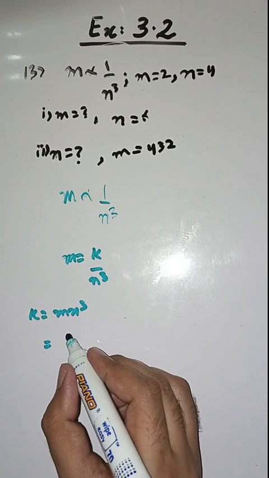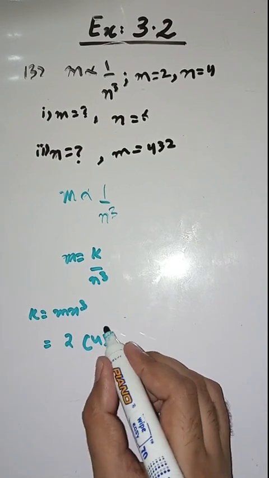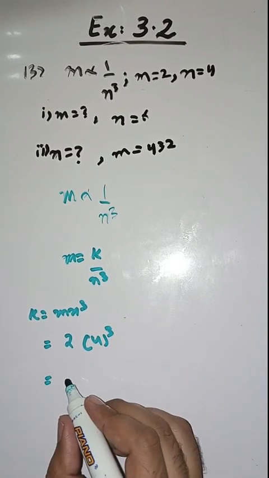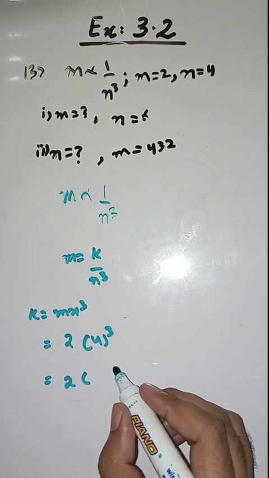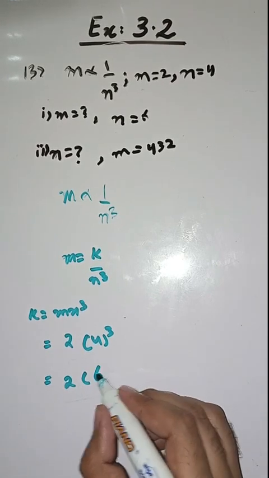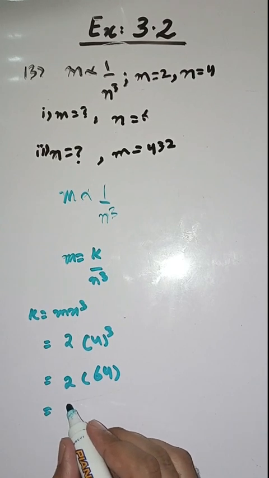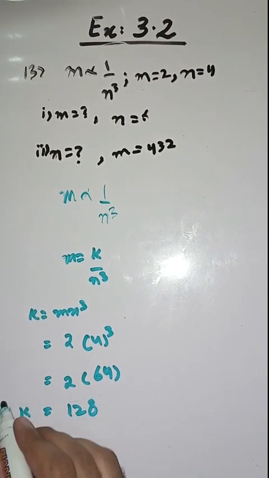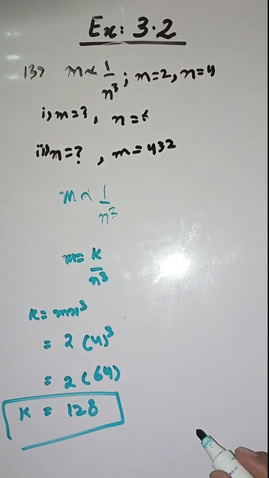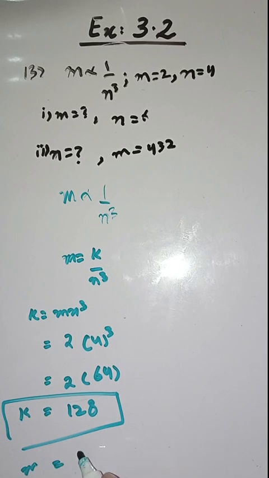So m is given as 2, and n is 4, so 2 times 4 cubed. 4 cubed is 64, so we get 128. k is equal to 128. We have found the value of k, which is 128. Now put it in this, we get m is equal to 128 over n cube. We use this relation for further solving.